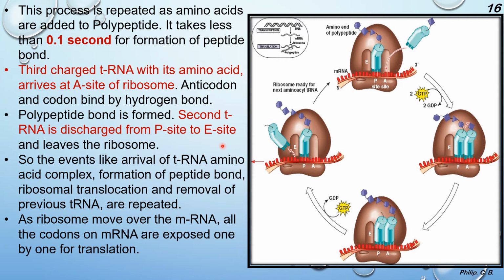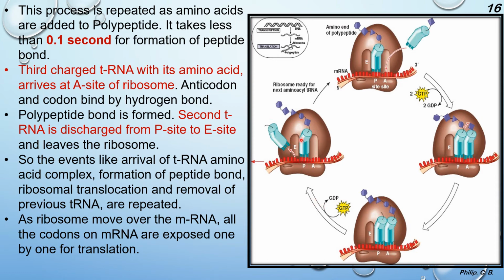So as we saw, it is located in the P site and from the E site it gets discharged and leaves the ribosome. So the events like arrival of the tRNA amino acid complex, formation of the peptide bond, ribosomal translocation and removal of the previous tRNA from the E site are all repeated. As the ribosome moves over the mRNA, all the codons on the mRNA are exposed one by one for translation. So every time the ribosome moves over the mRNA, the codons are exposed for the translation process to carry on. Clear?